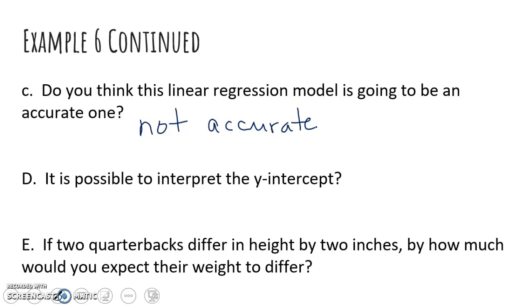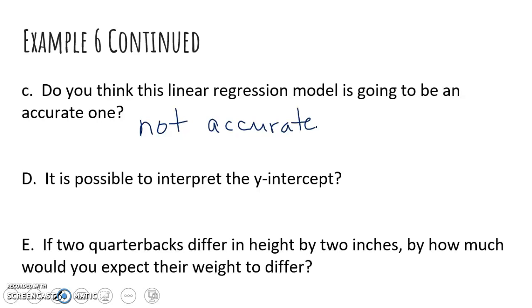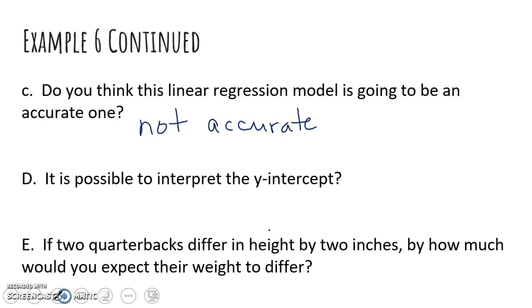Is it possible to interpret the Y-intercept? So let's go back and read what each thing represents. The height is the X and the weight is the Y. So in this case, our Y-intercept is negative 20.021. So it's 0 feet tall. A football player that's 0 feet tall and weighs negative 20.021 pounds. And so that does not make sense in context of the problem.